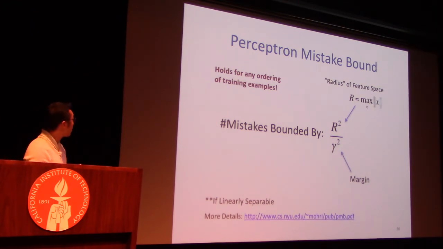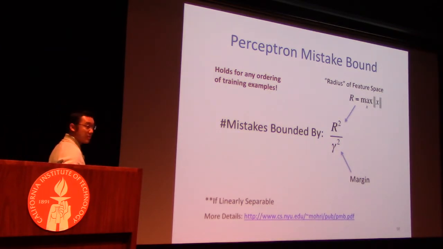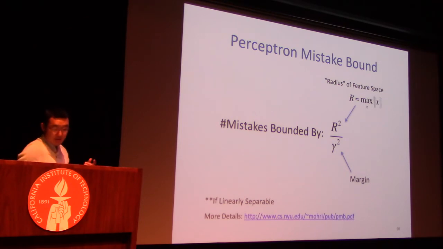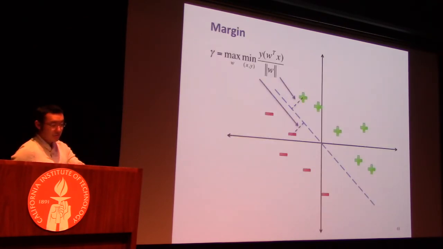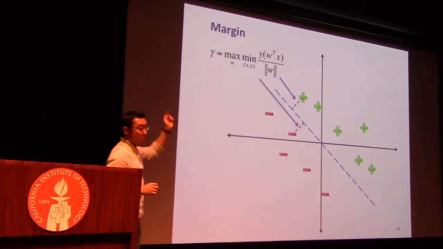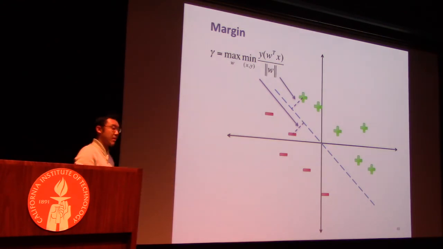Yes? What does holds for any ordering mean? I mean ordering of the training examples. Yeah. So in the examples that I gave you, I picked some arbitrary ordering of the training examples to feed into the perceptron learning algorithm.